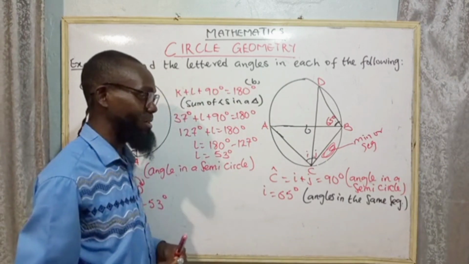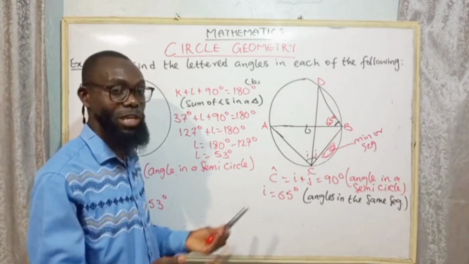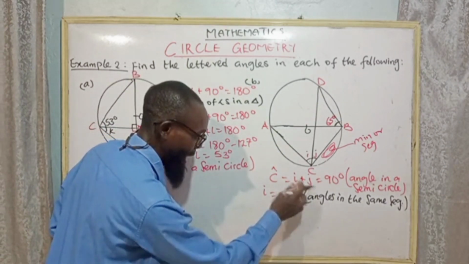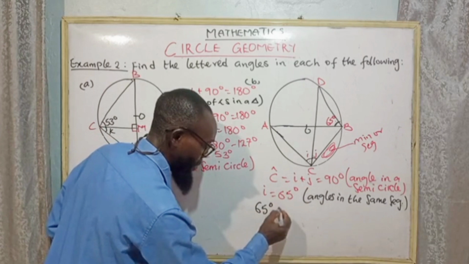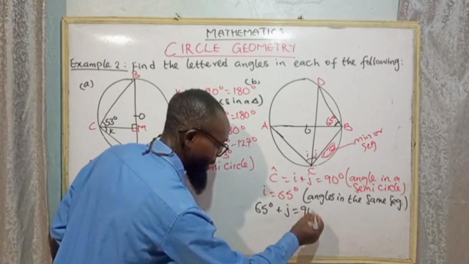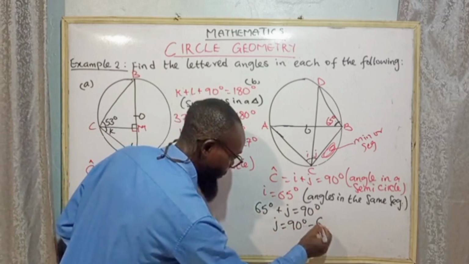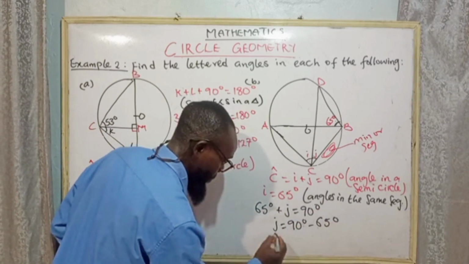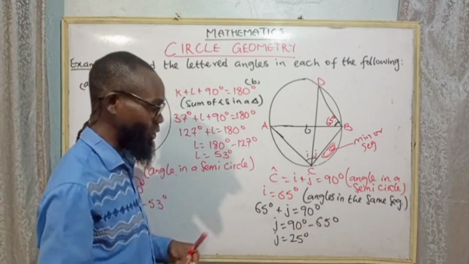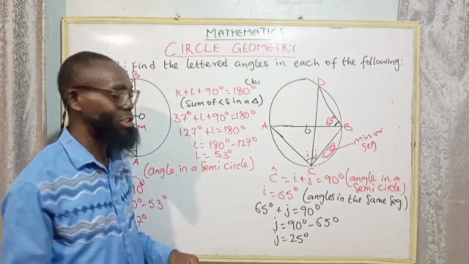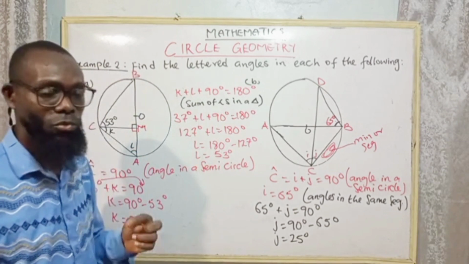I've gotten my I, so it's very easy for me to get my J now. So I will now say I plus J, my I is 65, plus J equals 90 degrees. J equals 90 degrees minus 65 degrees. My J equals 25 degrees. So this is how to go about this theorem 3 and theorem 4.